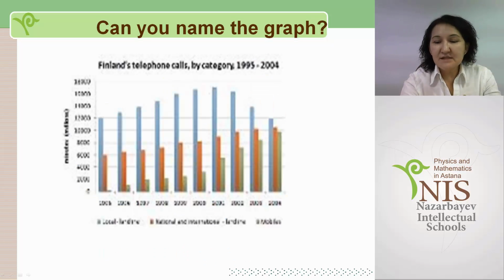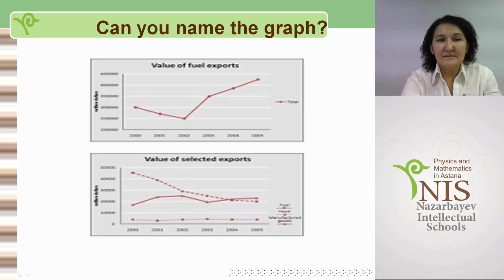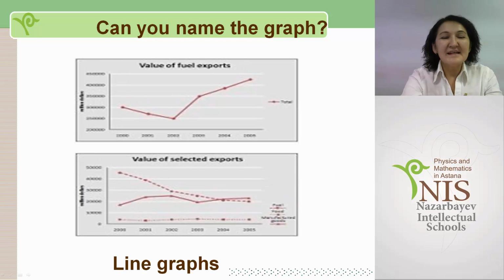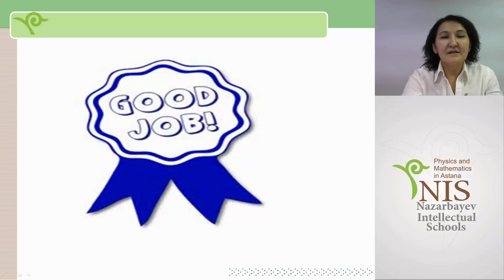Can you name this graph? Good job. This is a bar chart. Can you name the next graph? You see the lines. Yes, that is a line graph, or two line graphs. Can you name this graph? You have seen this before. It's a table. Good job.